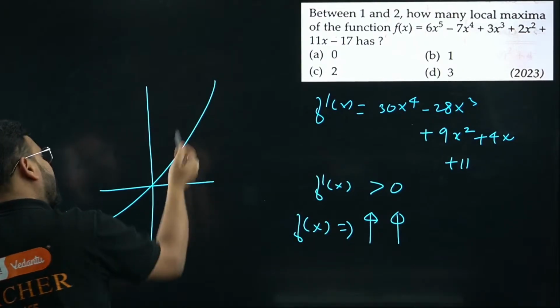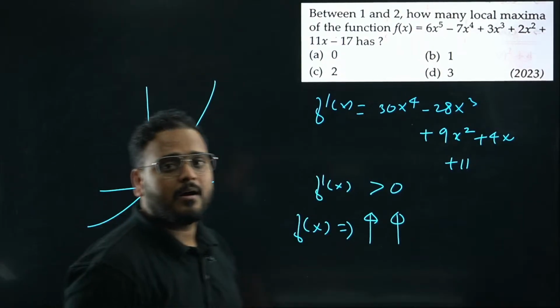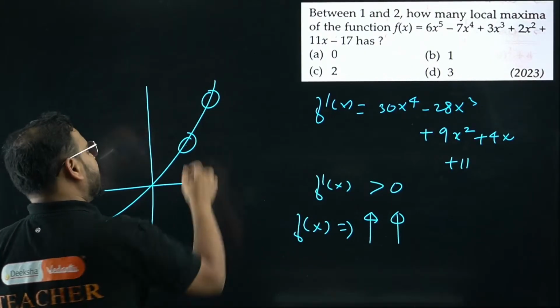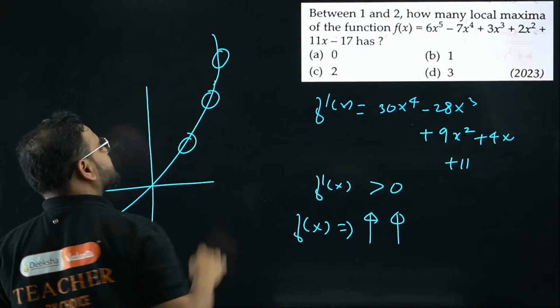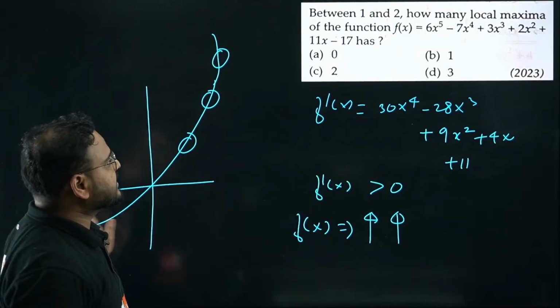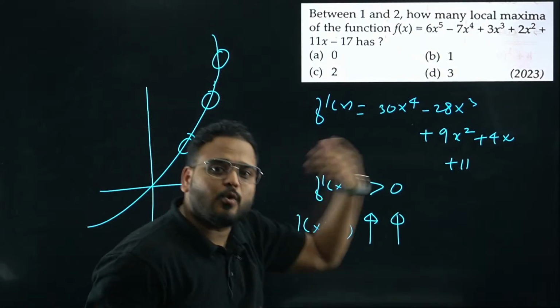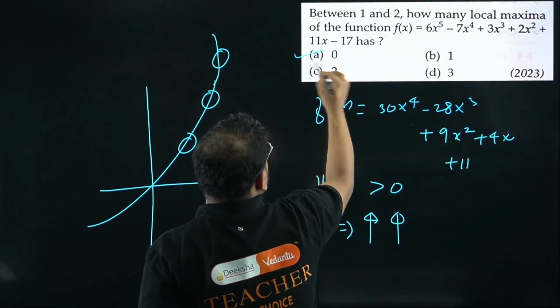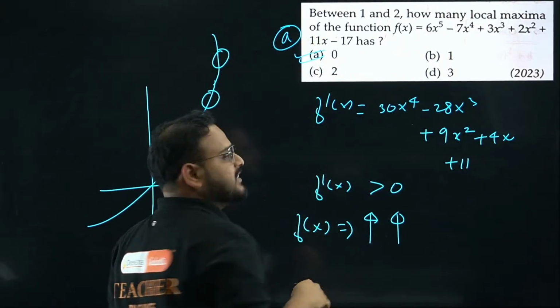For example, check here. For this function, will you get ever any local maxima? Let's say if you call this point to be maxima, again you'll have a different value more than this. If you call this to be point maxima, you'll have another value more than this. This function f(x) is always increasing in nature. So it means there is no local maxima. Answer is A, 0.